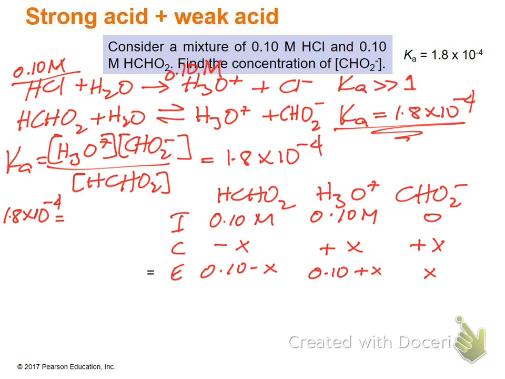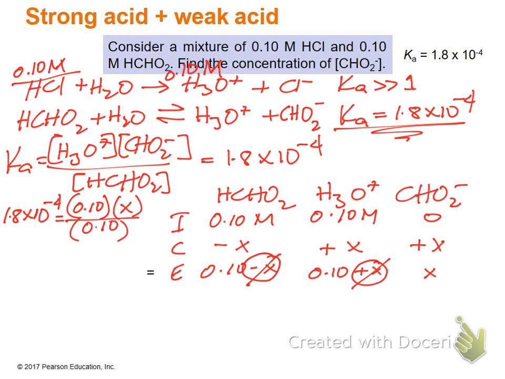All right, and so we have the Ka expression, 1.8 times 10 to the negative fourth. And because the Ka value is less than 1 times 10 to the negative 3, we can drop the X here, right? So this X right here will be dropped, and this X right here will be dropped in order to simplify the mathematics. So we're going to plug this into the expression. So H3O plus concentration at equilibrium is 0.1 times X divided by the concentration of HCHO2, the formic acid, at equilibrium, which is also 0.10.